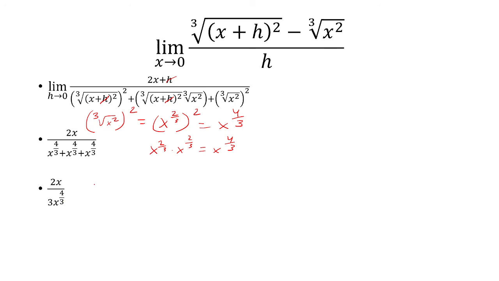Now we can cancel out the x here, so just subtract the exponents and get 2 over 3 times the cube root of x. And that is my answer.